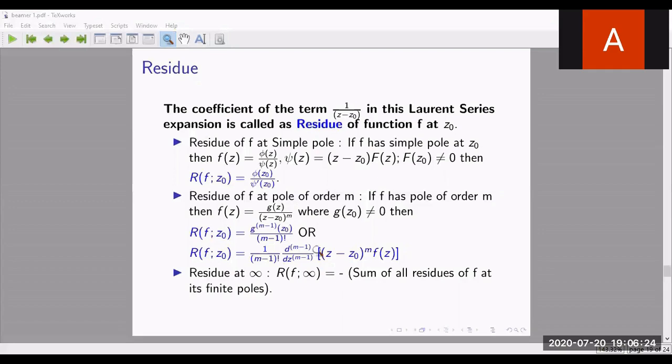Here, this and this formula are the same, only a notation difference. Here also we take the m minus 1th derivative, and however this term will be there, it gets cancelled, and we take the m minus 1th derivative of whatever remained in the function f of z, that is g of z. Now, residue at infinity is calculated as minus the sum of all residues of f at its finite poles. With an example, we'll see here.